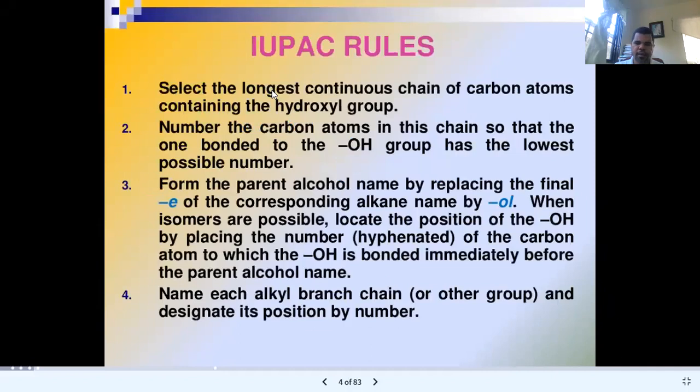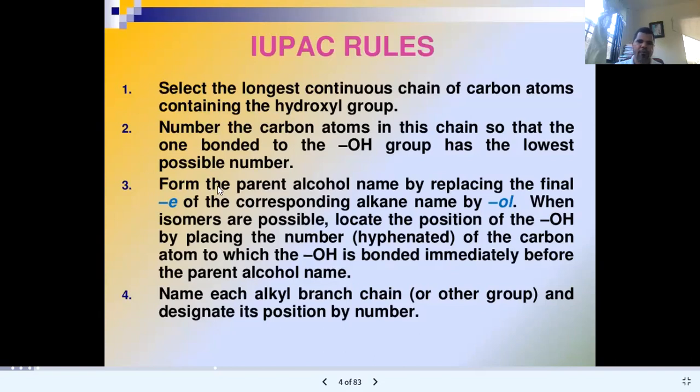This is the same procedure that you follow when you're naming alkanes or alkenes. You will find the longest chain of carbon, but you need to make sure that that chain contains the hydroxyl group, the functional group, the OH. Then you will number the carbon atoms in the chain so that the carbon that is attached or bond to the OH group has the lowest possible number. So this will have priority in the chain. This is what will dictate where you will start counting your atoms.